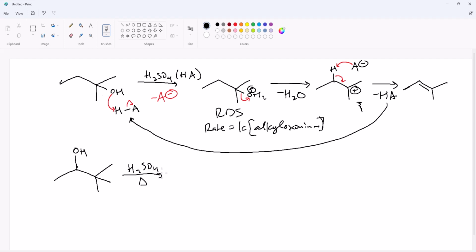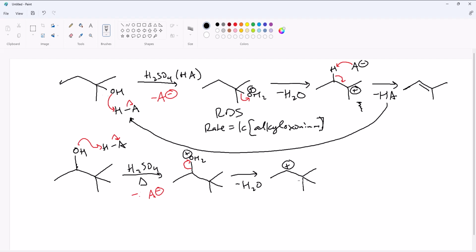And heat. Now, the first step would be the same. We'd protonate the alcohol, we'd lose A minus, and we'd generate the alkyloxonium intermediate. In the next step of the mechanism, we would see the water leave. So far, the mechanism has started out exactly the same. We haven't changed anything, so we'd lose water, and we're left with the secondary carbocation.